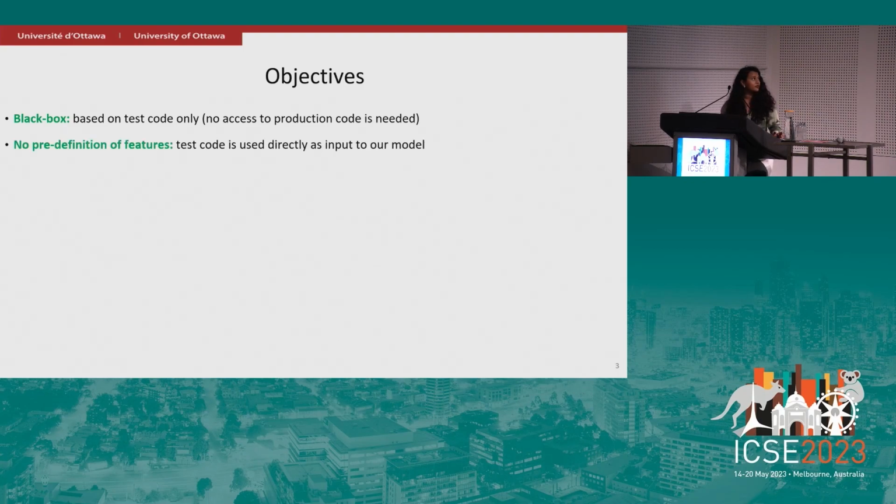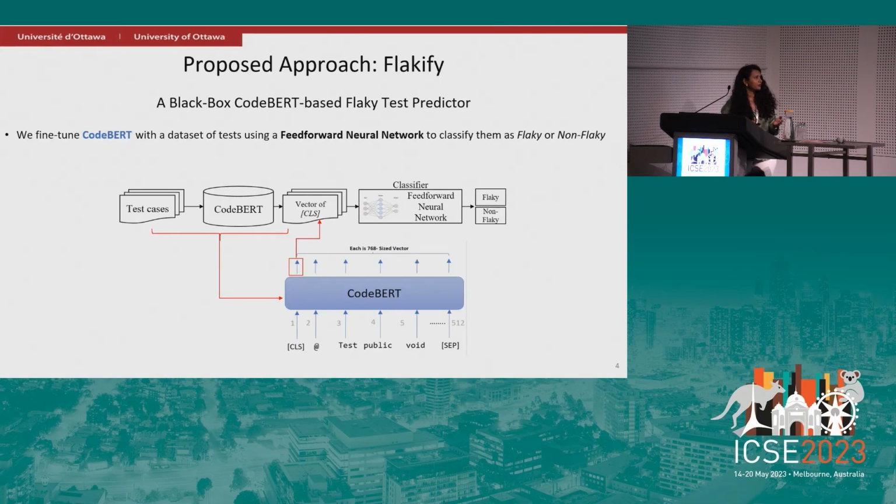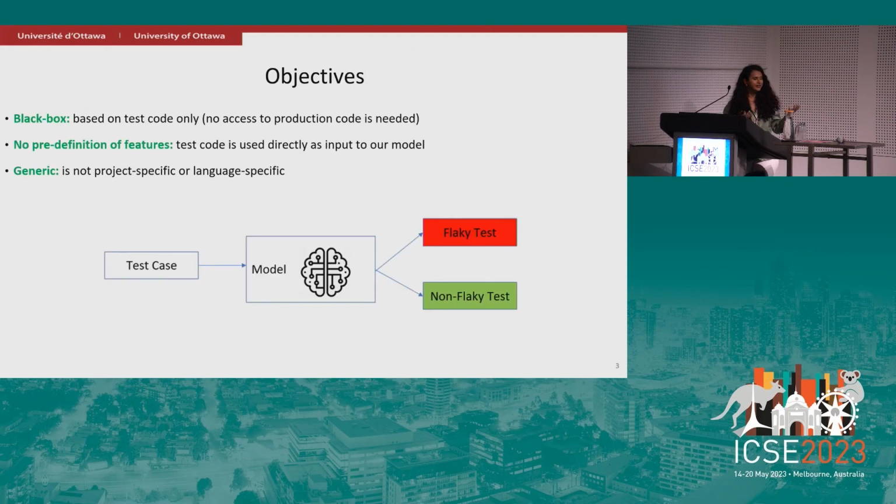So we aim to develop a technique which is black box, that is, it only relies on the test code, and it requires no definition of features as in other traditional machine learning classifiers. And it is generic, so that it can be used for different programming languages and for different projects as well. So what we want to do is: we have a test case, we pass it to the model, and the model, just based on the test case code, detects whether this test case is flaky or not flaky.